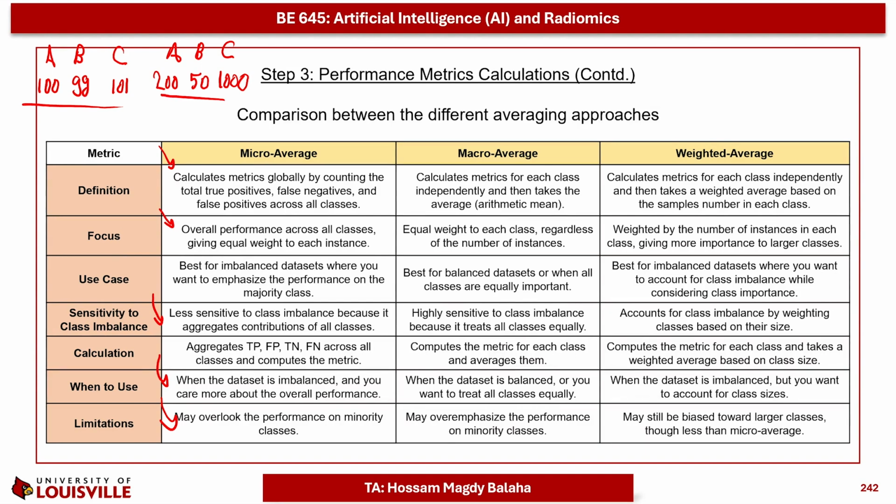Simply, a balanced dataset means that the number of records per category or per class is close to the other classes. So this dataset is balanced because the number of records per category is close to the others. But here, there is a big gap between 200 and 50, and a big gap between 50 and 1000. So this dataset is imbalanced.